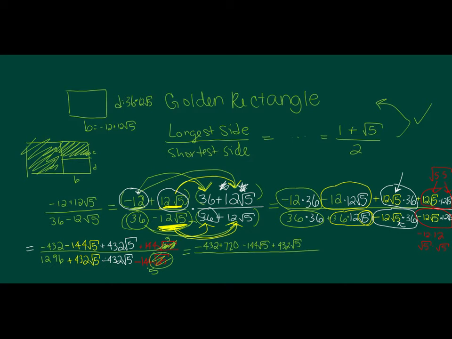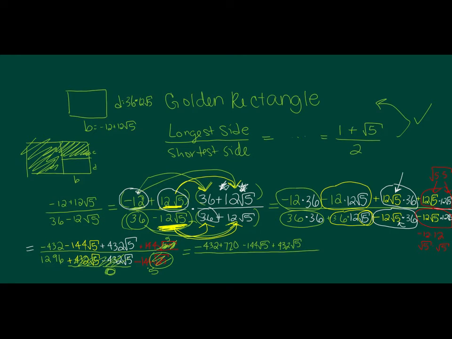Now, let's pay special attention to the fact that I have positive 432 root 5 and minus 432 root 5. The positive and negative, they cancel each other out. This becomes 0. It's like adding nothing. If I give you 432 of something and I take 432 of something away from you, well then you don't have any left. I didn't give you anything. I haven't changed anything. So I just have a big old 0 there.